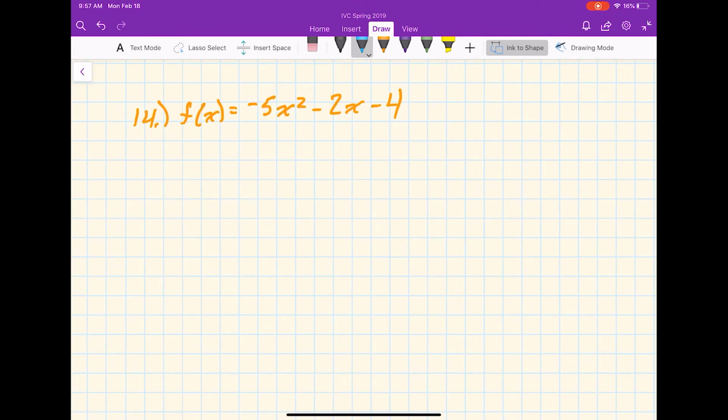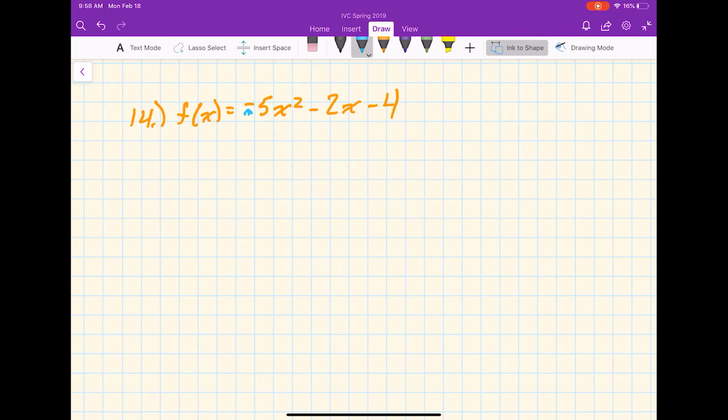Anyway, number 14. All right, well, again, we have this negative out front, so we know it's going to be pointing down, so we're going to have a max value, so I might as well just write that over here, max. That's what we're looking for, is a max. So we have 2 over negative 10, so 2 times negative 5 is negative 10, so we have 1 over negative 5, so it's negative 1/5. Plug that back into our original equation.